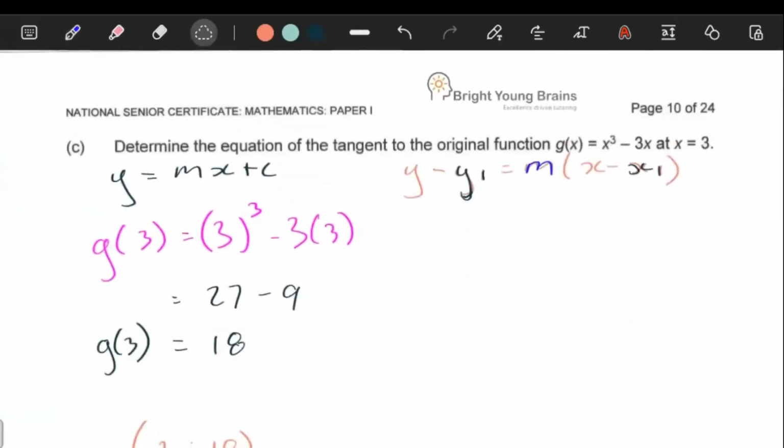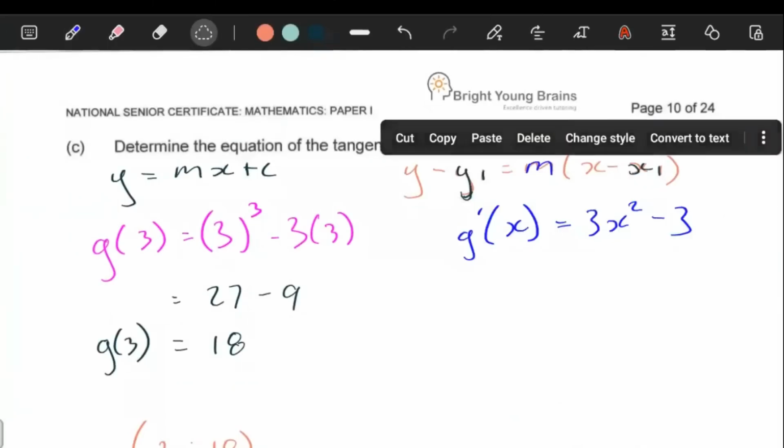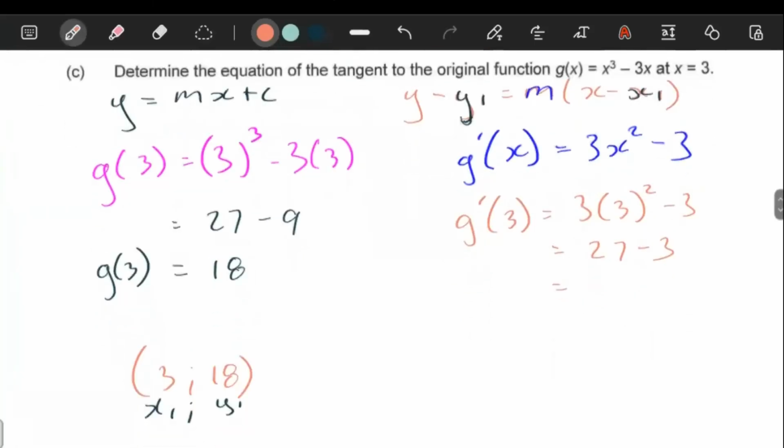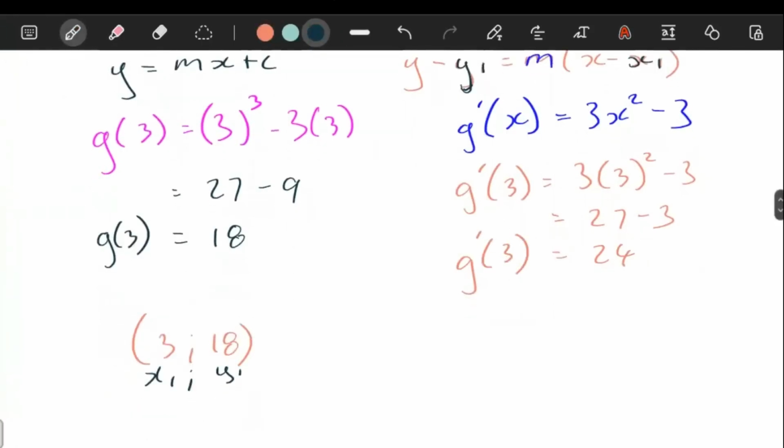What are we going to do with this first derivative? We're going to make our x value a 3. This is 3 times the 3 squared minus 3. 3 squared is 9. 9 times 3 is 27. 27 minus 3 is 24. This is your gradient where x is 3. So we have our gradient, m equal to 24.